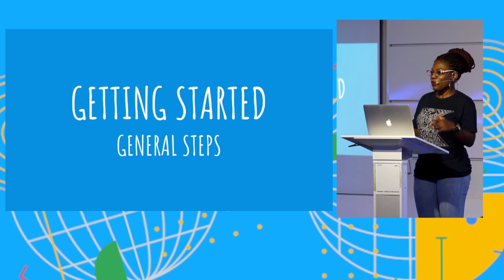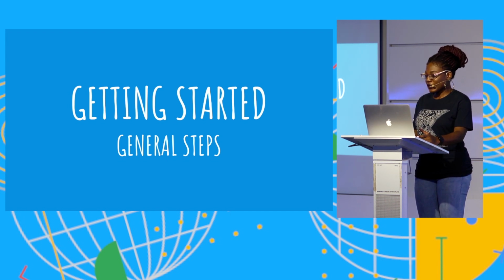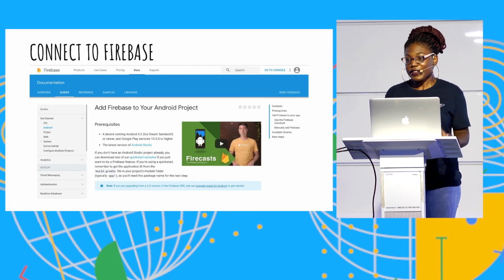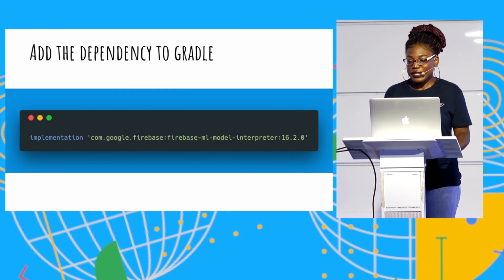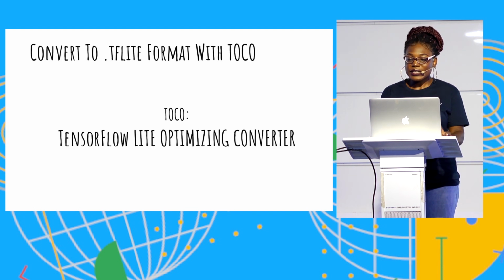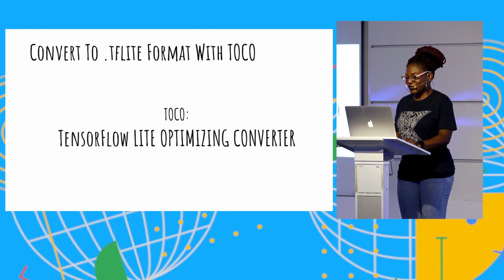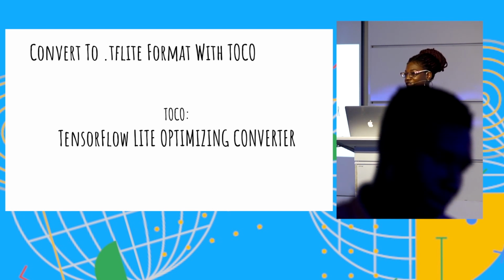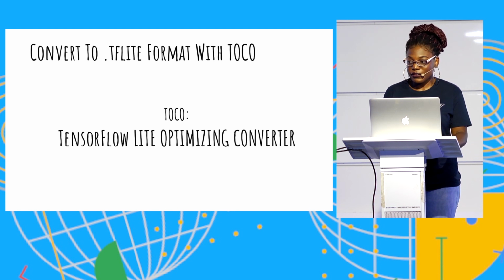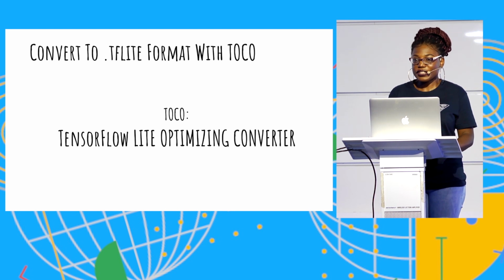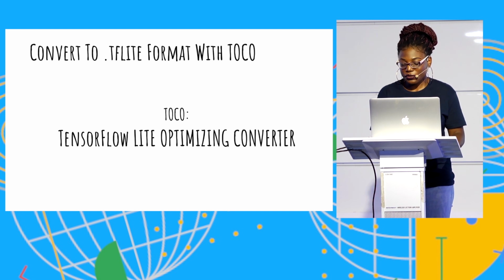And then just as we saw with the base APIs, there are a couple of steps we need to follow. Our first step is to connect to Firebase as usual. Then we add the dependency to our build.gradle file as usual. Then the important step is that we need to convert the TensorFlow model into TensorFlow Lite format. And this is done using the TensorFlow Lite optimizing converter. I know that's a handful to say. You only need to convert if you have a TensorFlow model that's not in the TensorFlow Lite format, because only models with TensorFlow Lite formats run with the ML Kit.